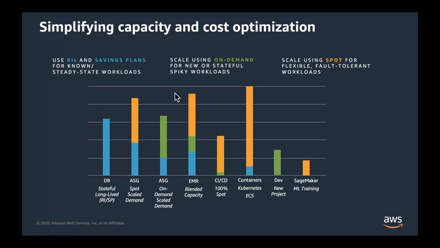You scale using On-Demand for new or stateful and spiky workloads. And then finally, you scale using Spot for flexible, fault-tolerant workloads. A database, for example, the bar on the extreme left, needs RI and Savings Plans because it's stateful. A managed ML training job on SageMaker, the bar on the extreme right, can be run entirely on Spot. Now an EMR workload in the middle can be run on a combination of purchasing options: master nodes on Reserved Instances or On-Demand, core nodes on On-Demand, and task nodes entirely on Spot.